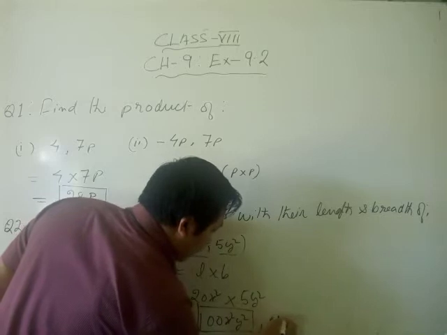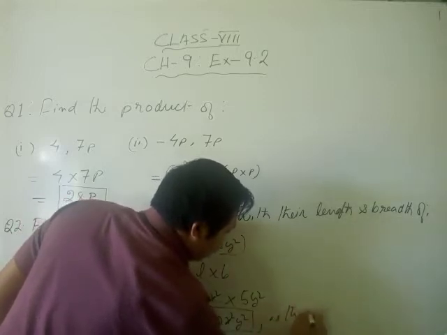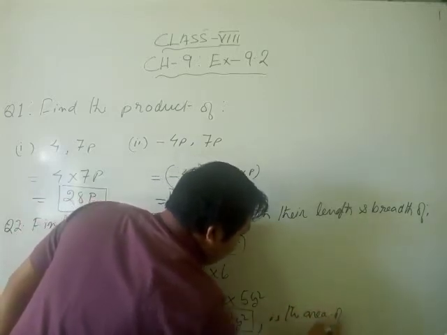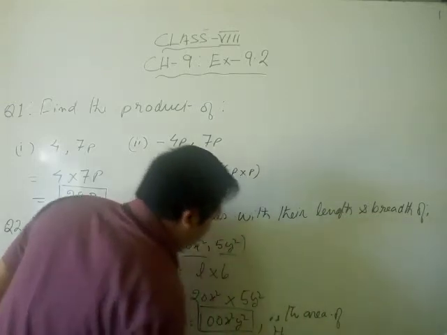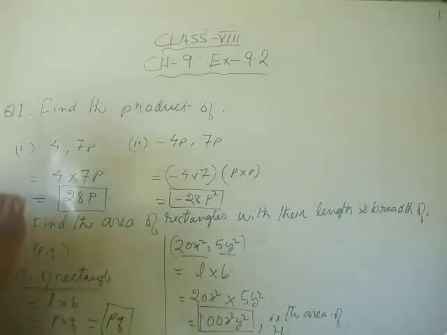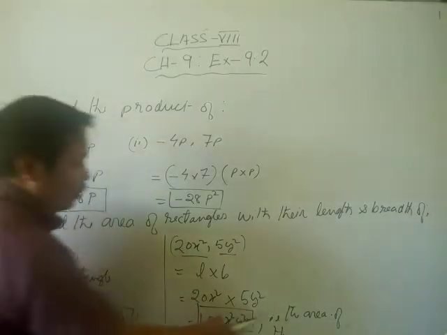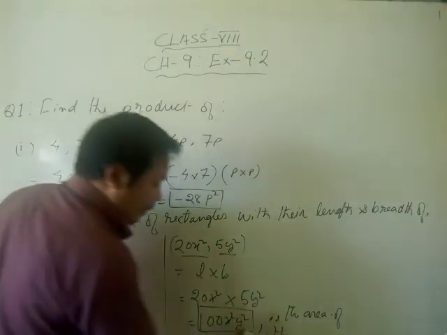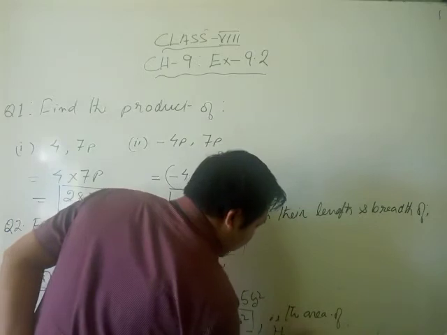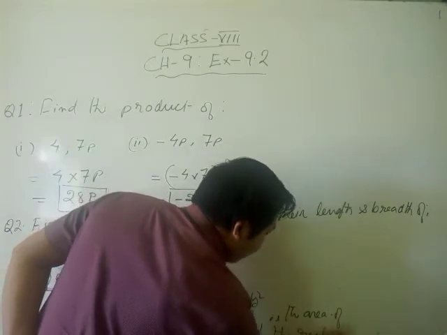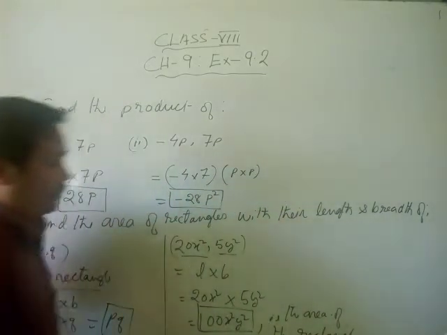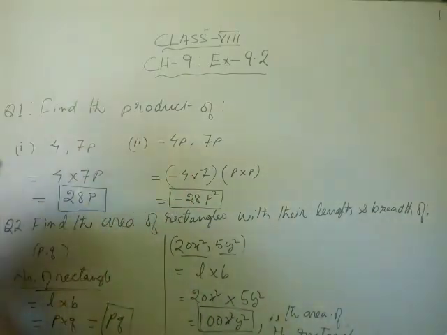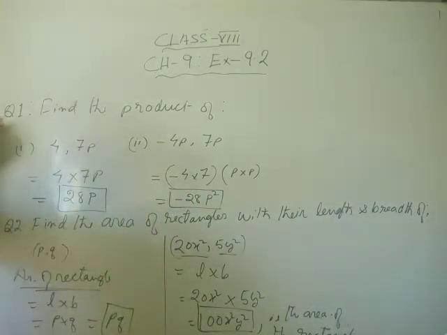Therefore, it is the area of the rectangle. Or better, you put area of the rectangle. That's better, so that you don't repeat it again in the last. Okay, this is the area of the rectangle. So this is the answer of question number 2 and question number 1 here.